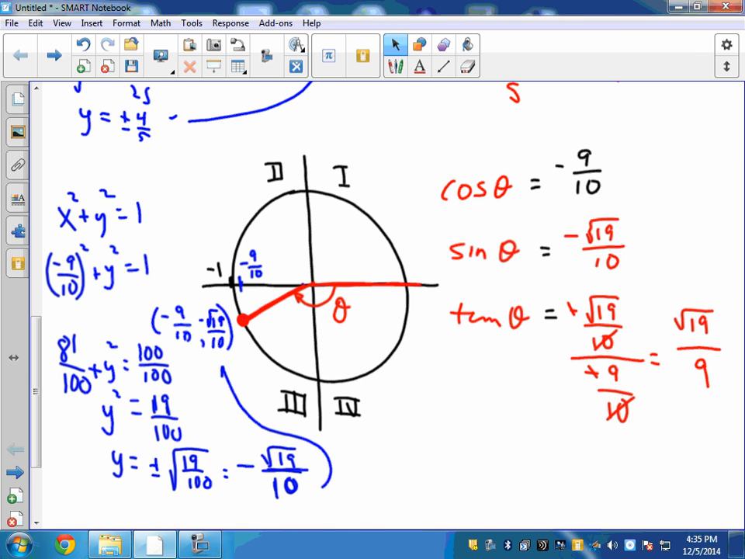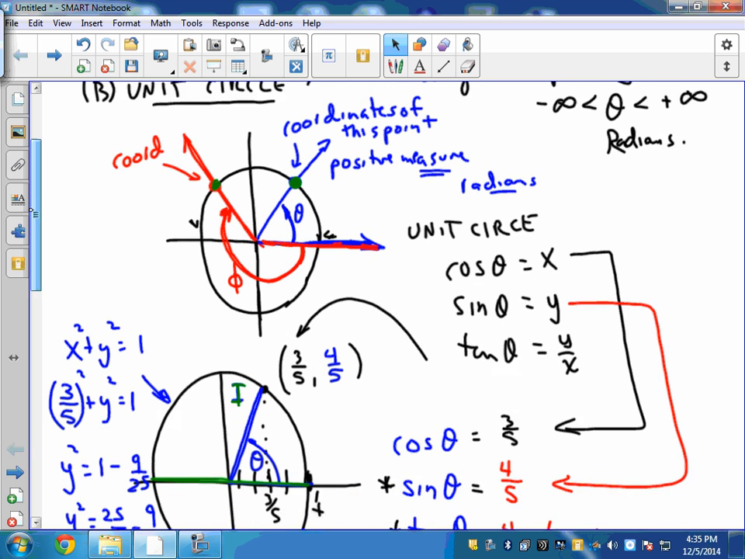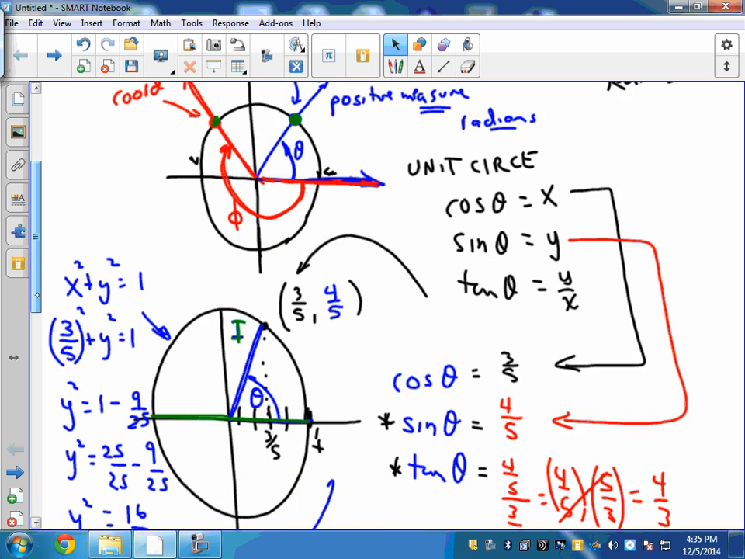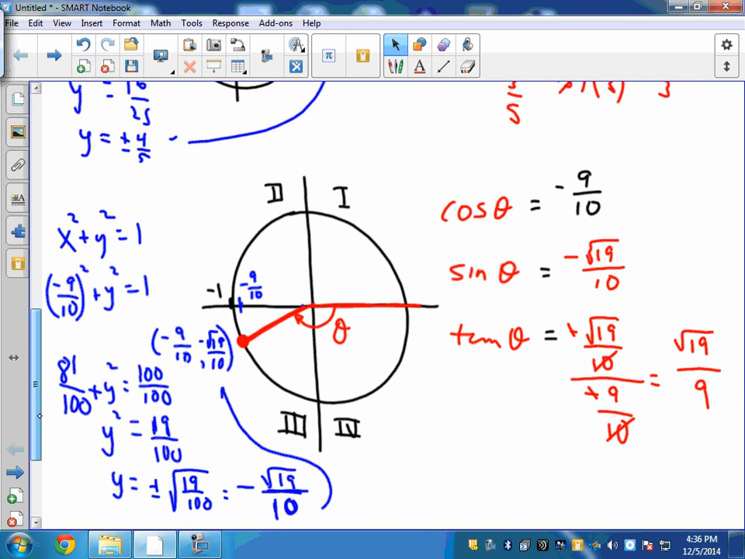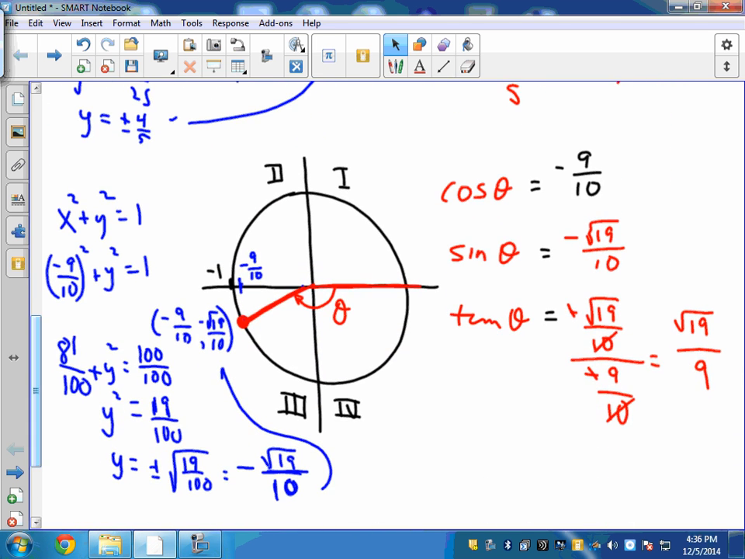So that's a nice couple of examples. We have the definition on the unit circle. We have an example where the x-coordinate was given and we had to find the y-coordinate. And we have the example where, again, the x-coordinate was given and we had to calculate the y-coordinate.